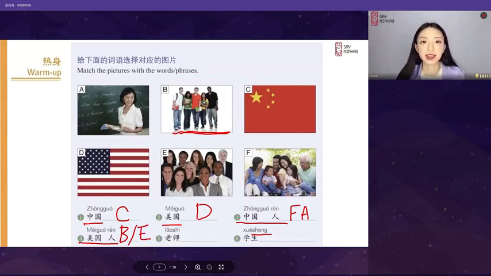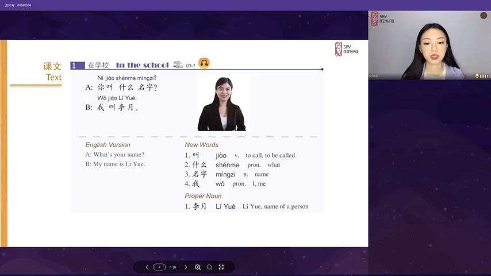And next one, 老师, teacher, which is A, obviously. And 学生 is B, because they're holding books and they're wearing backpacks. Okay, this is for today's warm up. Now, let's move on to our next part.